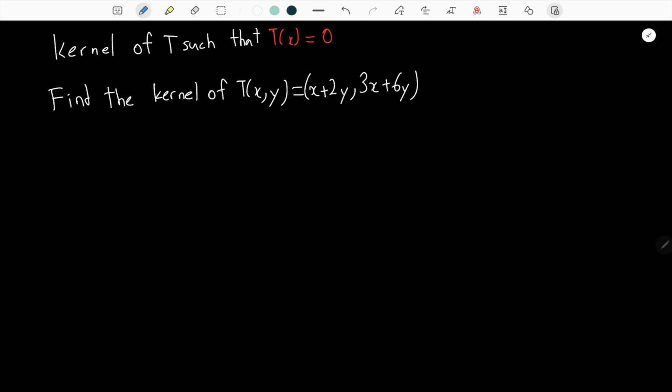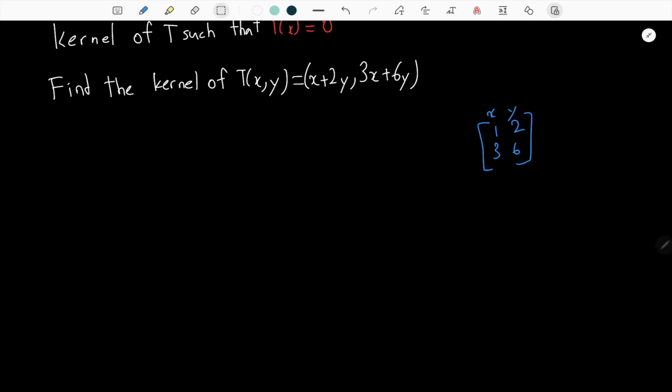So here we are to find the kernel of a transformation such that T(x, y) is equal to x plus 2y comma 3x plus 6y. The first step is to convert this into the matrix format, which is just writing the coefficients of x and y. So here we have x plus 2y, so it's 1 and 2. Then the second pair is 3x plus 6y, and the coefficients will be 3 and 6. After this step, we equate this to 0 and find the rref.